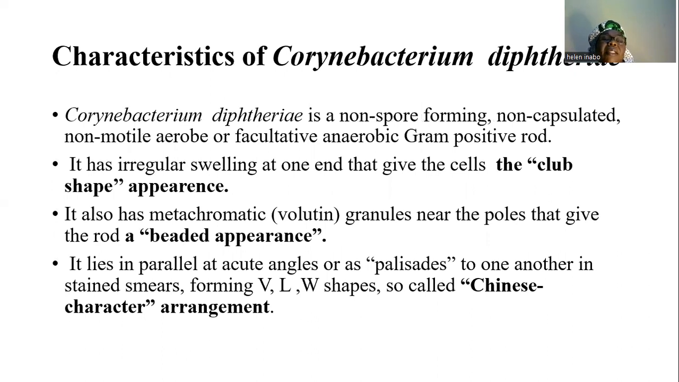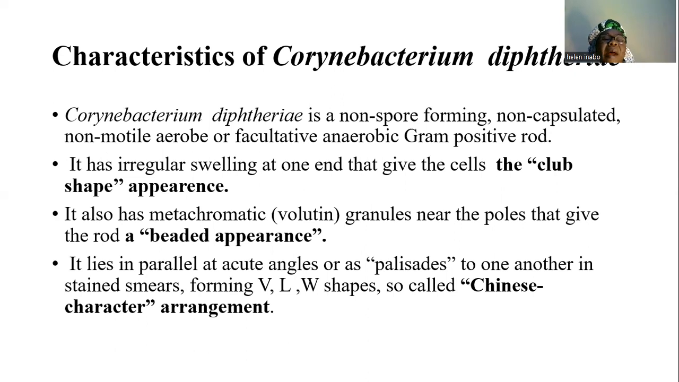Quickly look at the characteristics of Corynebacterium diphtheriae. Corynebacterium diphtheriae is a non-capsulated, non-spore-forming, non-motile aerobic or facultative anaerobic gram-positive rod. The club-shaped appearance is due to the irregular swelling at one end, while the beaded appearance of the cells is due to the metachromatic or volutin granules near the poles.